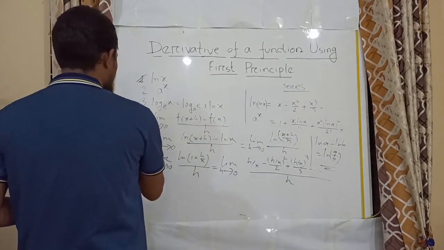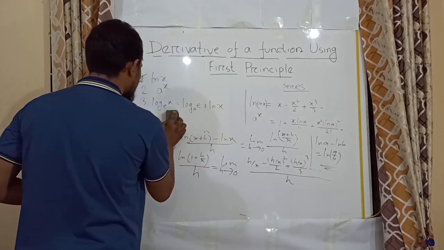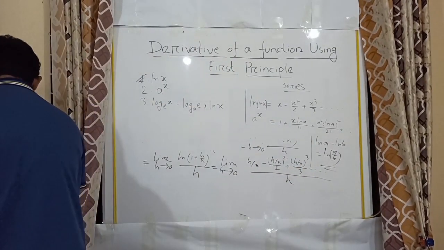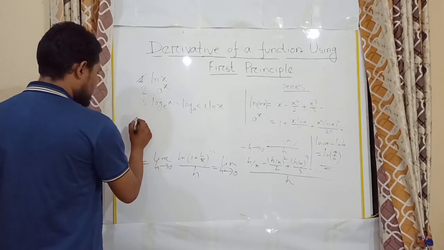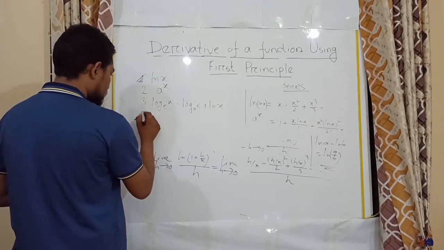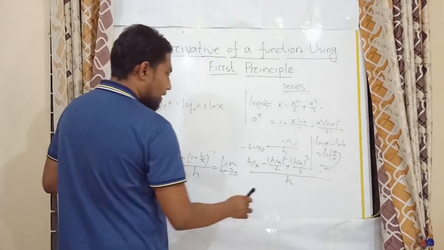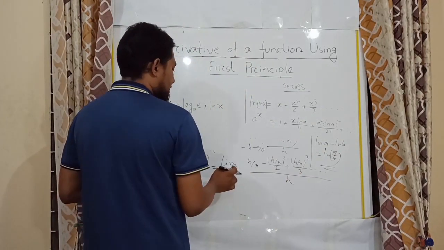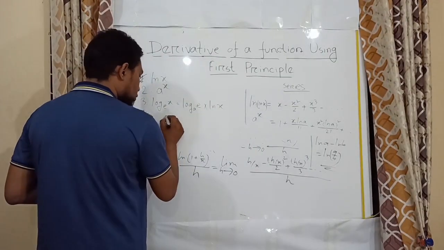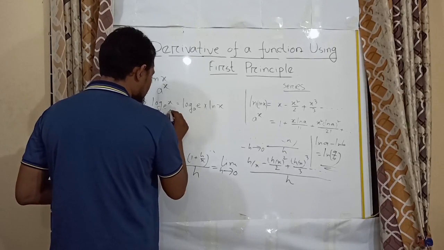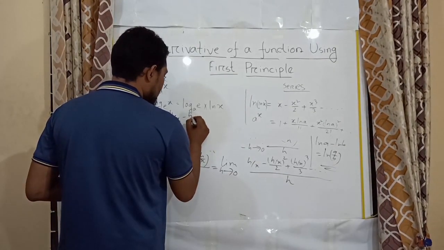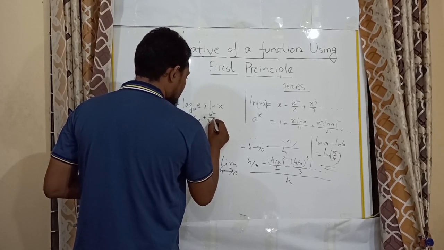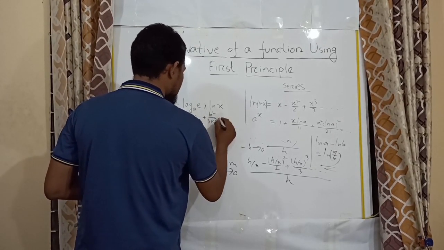So now limit h tends to 0. These are the higher terms. So if we take h as common, then h and h will be cut. So we are taking it common: 1 by x minus h by 2x square plus h square by 3x cube plus minus dot dot dot.